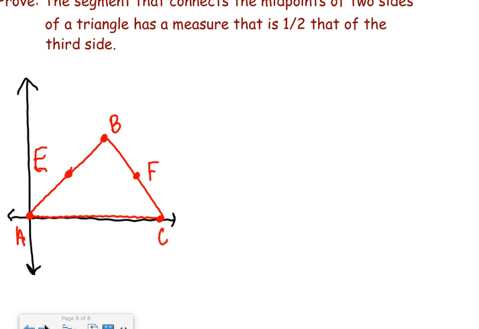Can you have any random letters? Oh yeah. You want us to do the thing where... No, because I want to show that EF is half the length of AC.